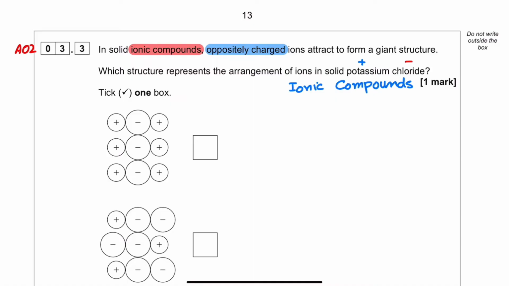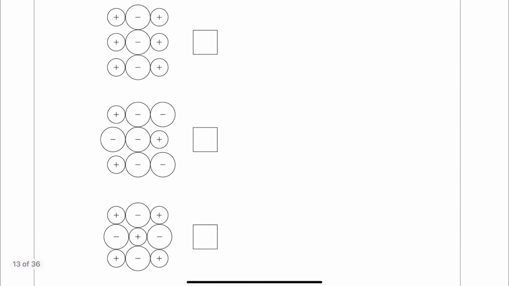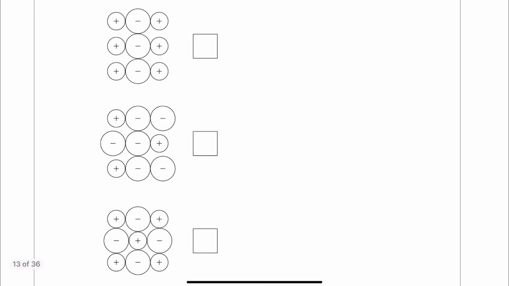We know that it is an ionic compound. Potassium has a positive charge and chloride has a negative charge. We need to tick one box which shows the arrangement of ions in solid potassium chloride. If you look here in all three figures, the positive and negative attract each other, but this positive and this positive repel each other, and this negative and this negative repel each other.